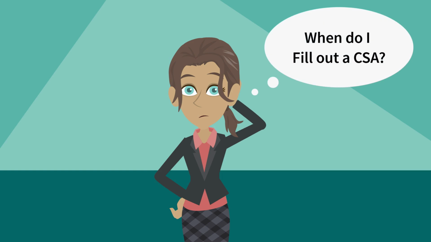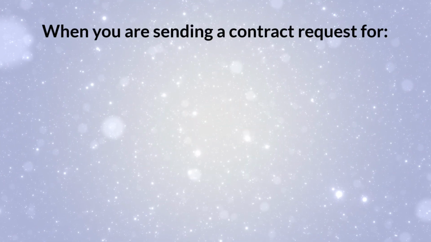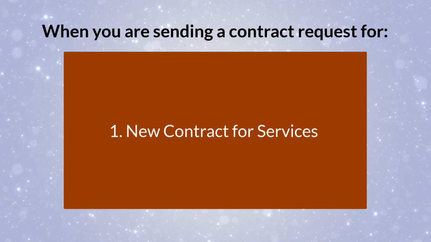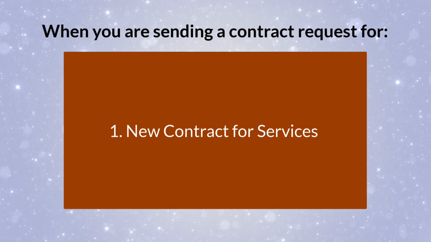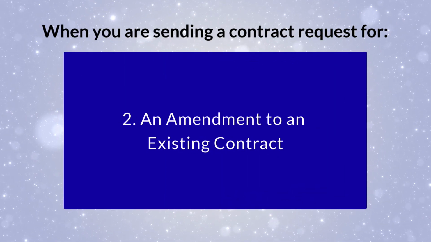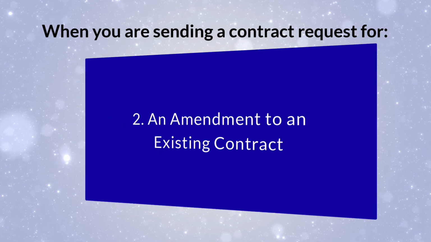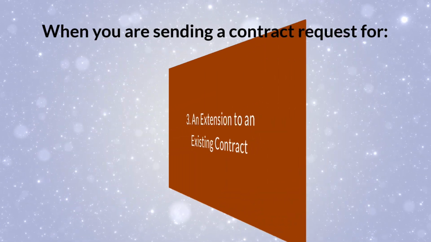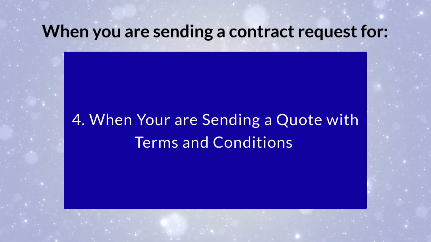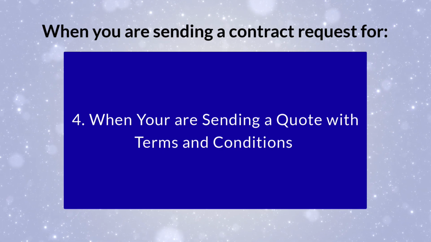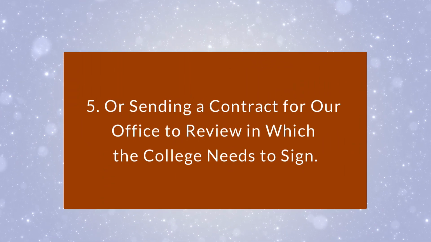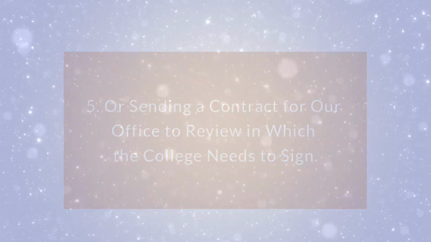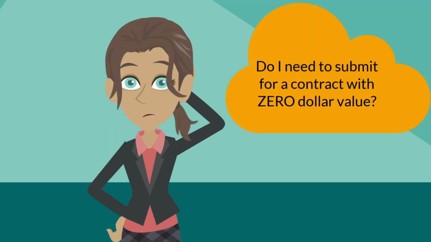When do I fill out a CSA? When you are sending a contract preparation request for 1. New contracts for services, 2. An amendment to an existing contract, 3. An extension to an existing contract, 4. When you are sending a quote with terms and conditions, or when you are sending a contract for our office to review in which the college needs to sign. Do I need to submit a CSA for a contract with $0 value?